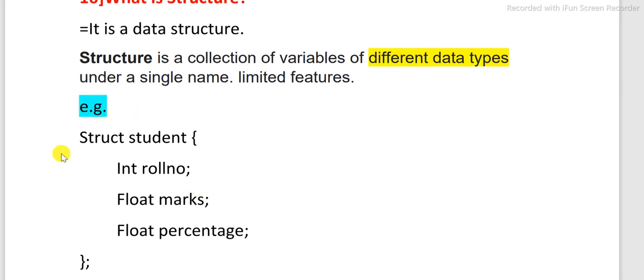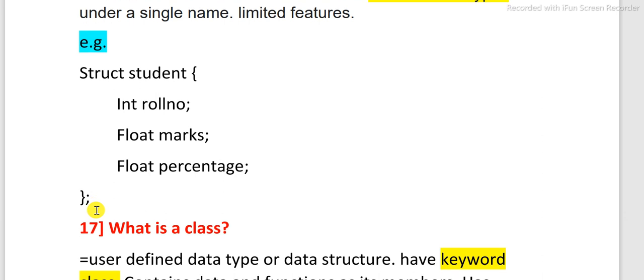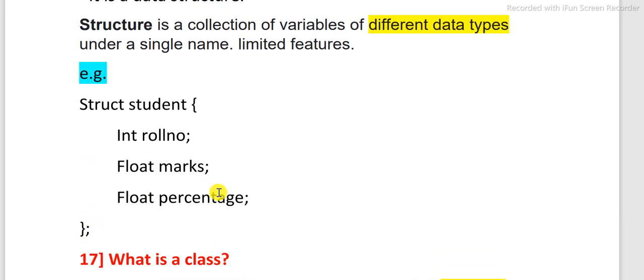The syntax of a structure is basically: we write the struct keyword, then the structure name. So our structure name is student. We write curly braces. The data type I use for roll number is int, and for marks and percentage I use float. Again we have to close the curly braces with a semicolon. So it has some limitations.